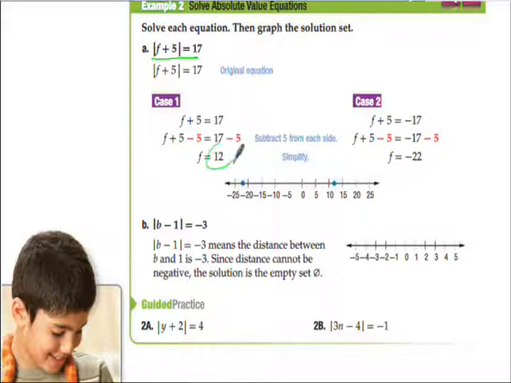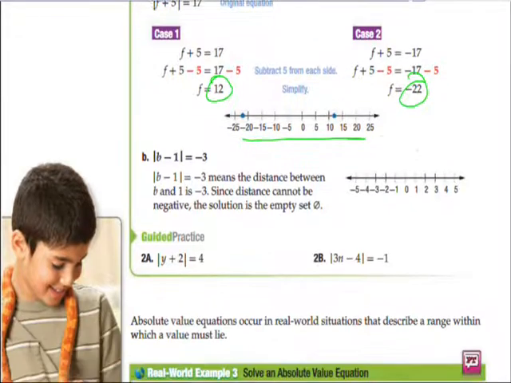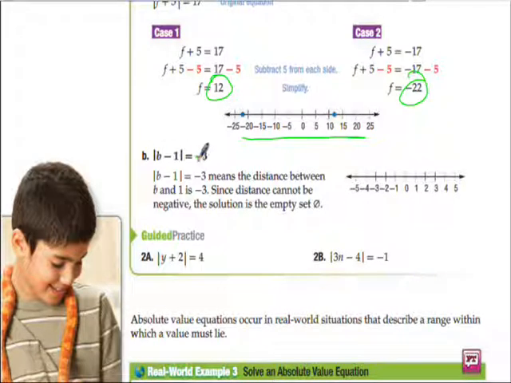Then you solve, and you get two answers, 12 and -22, and we graph those right there, okay? Really easy stuff. So let's take a look at B. Here we have -3, b minus 1 equals -3. This is the empty set, okay? This would be our answer here.